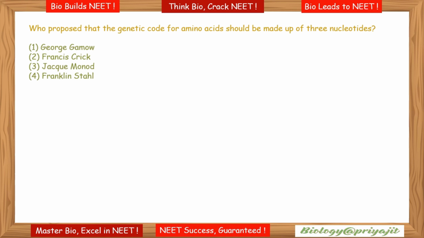Who proposed that the genetic code for amino acid should be made up of 3 nucleotides? It was George Gamow, a physicist, who argued that since there are only 4 bases and if they have to code for 20 amino acids, the code should constitute a combination of bases. He suggested that in order to code for all the 20 amino acids, the code should be made of 3 nucleotides. This was a very bold proposition because a permutation combination of 4 into 4 into 4 would generate 64 codons, generating many more codons than are required. So the correct answer will be George Gamow.